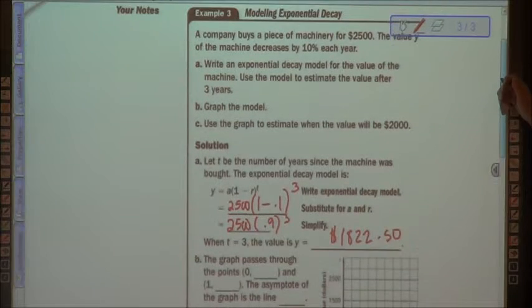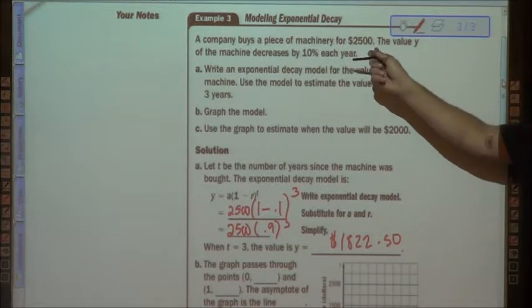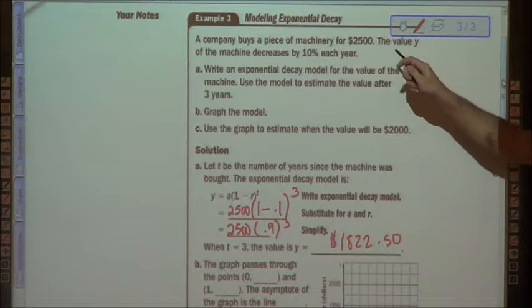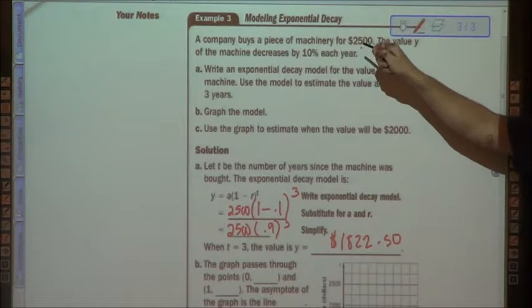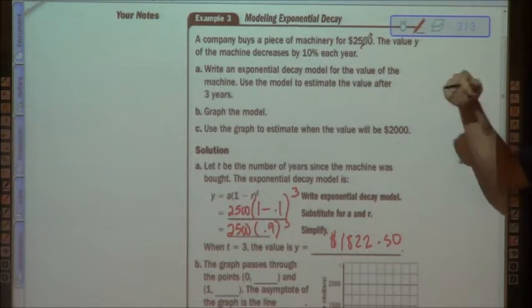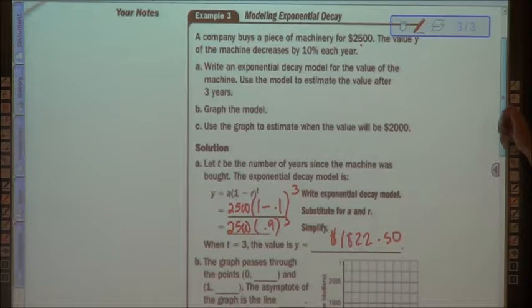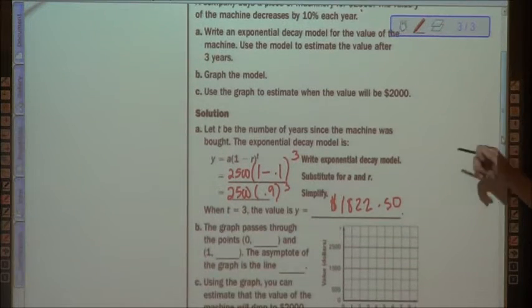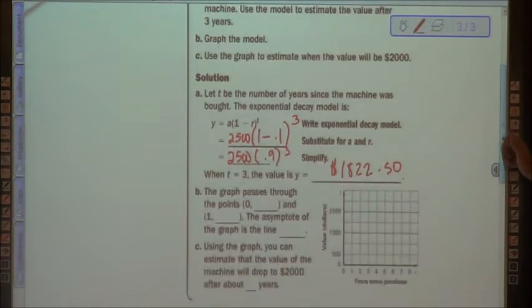Now, how come we can't just take 10% off? What's 10% of 2,500? 250, right? After 3 years, why can't we just take 250 off, 250 off, 250 off? Yeah, so it's not always 10% of this, it's 10% of what it is the next year, right? So after 1 year, it's going to be 2,250, and then 10% of 2,250, and so on and so forth. And that's why you use this model rather than just subtracting the same chunk off.